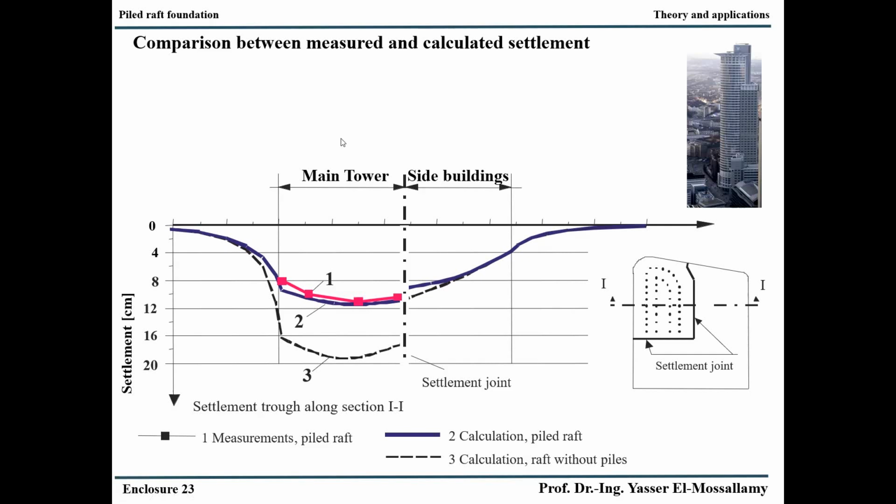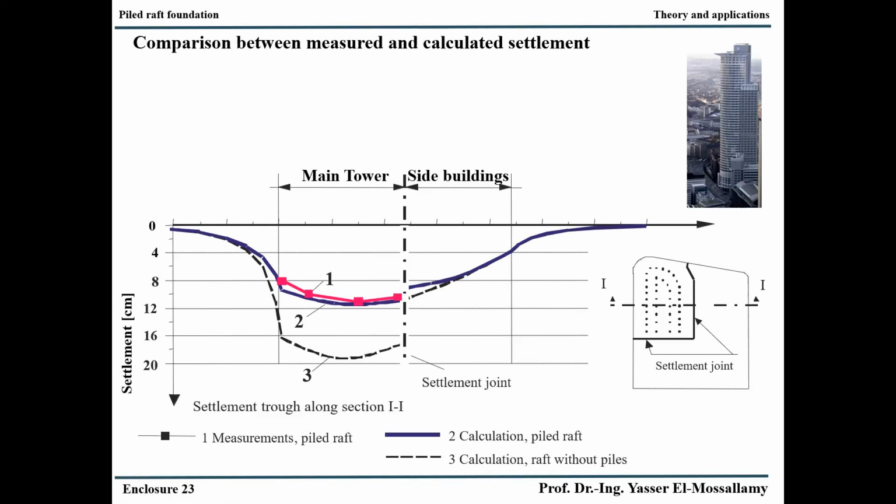Not only have we controlled the settlement, but we also control the settlement jump at the settlement joints. In case of raft, you see here the settlement jump will be about 10 centimeter. In case of wide raft, it is very small, not more than 2 or 3 centimeter. And this helps us in two ways. The first way is that the water tightness is easier. The water stopper will not have a huge strain as in case of conventional raft foundation.